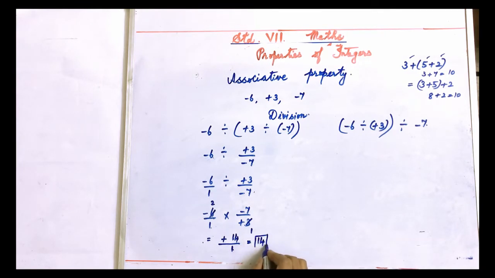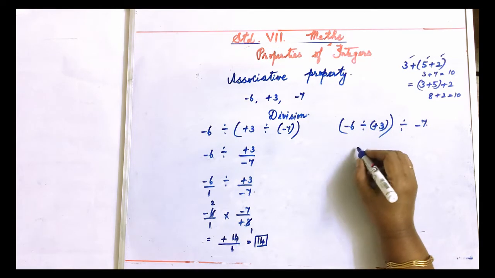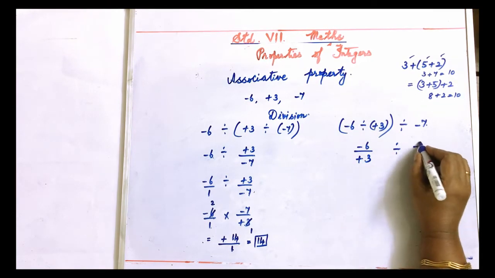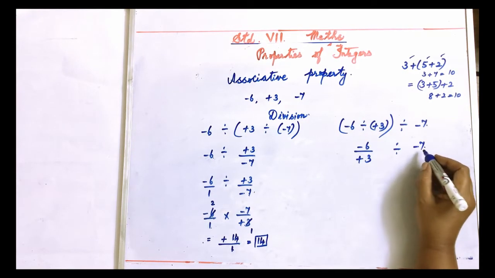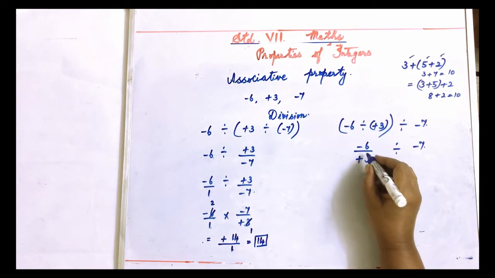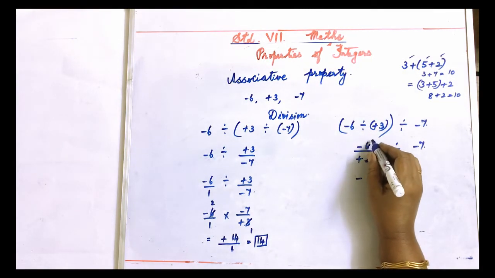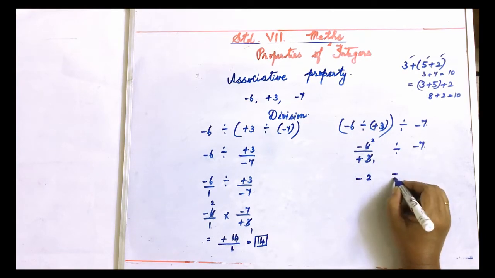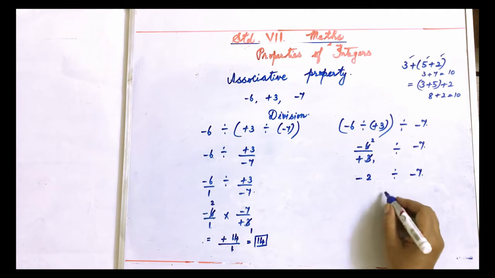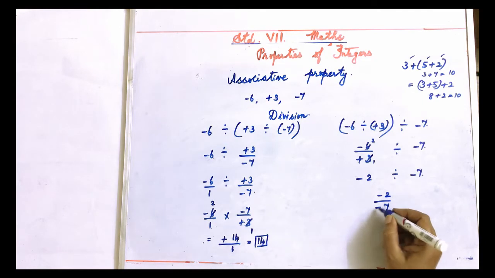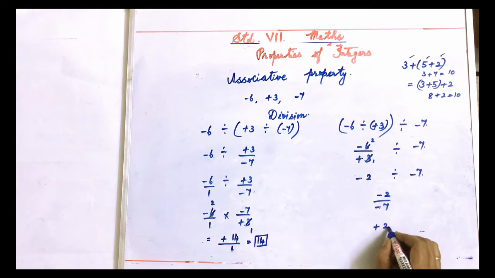Now come to the right hand side. This can be written as minus 6 by plus 3 divided by minus 7. Here also we can cancel: minus divided by plus is minus. 1 3 is 3, 2 3s are 6. So 2 divided by minus 7. So this can be written as minus 2 by minus 7. Minus minus we can cancel, or a negative integer by a negative integer is plus. So plus 2 by 7. This is the answer for the right hand side.